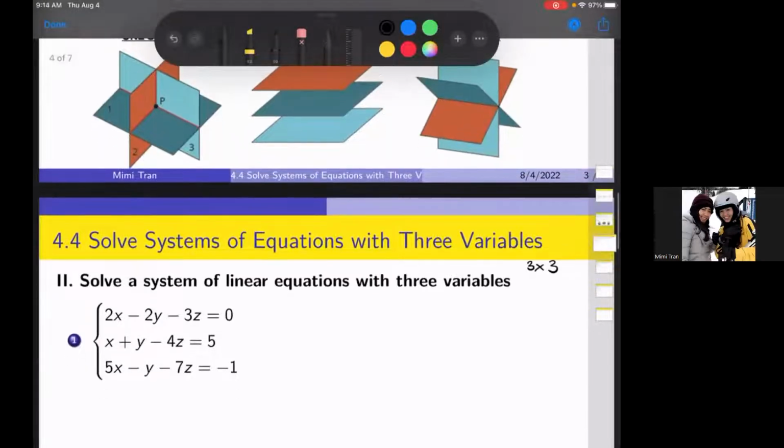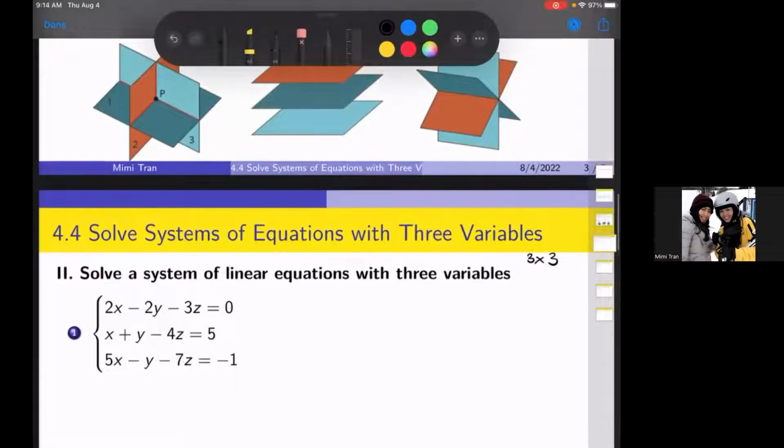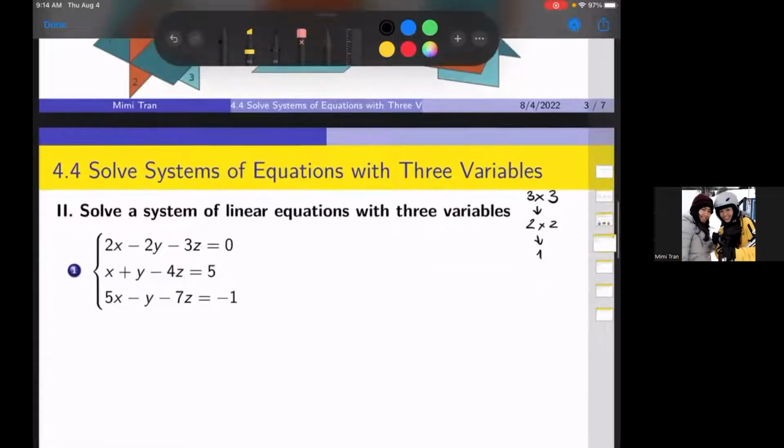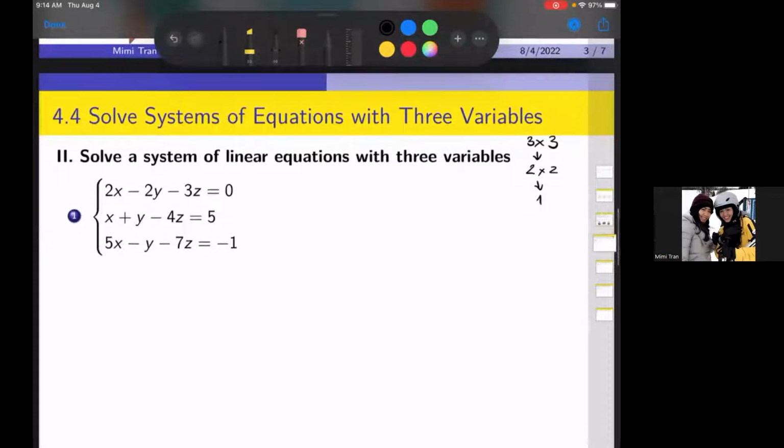Right now we have 3 by 3, 3 equations, 3 variables, and then go down to 2 by 2, which is what we did before in 4.2, I believe, and then to 1 by 1, or 1 variable, right? So let's do that. I'm going to focus on 1 variable and try to eliminate it. I'm going to choose y. You can choose any variable you want. You can choose x. Somebody else can choose z. But because I see y has opposite signs, it's just easier for me.